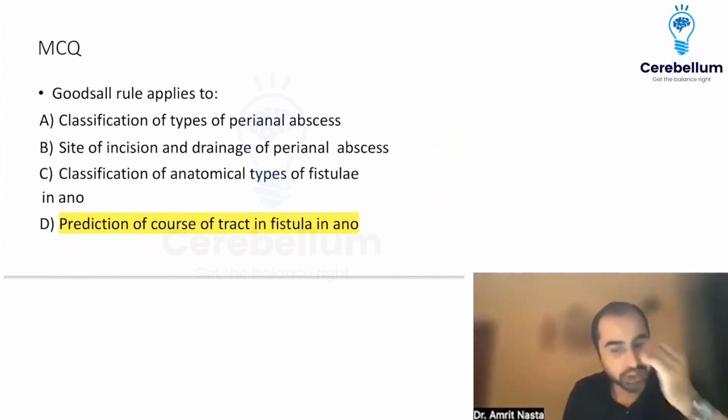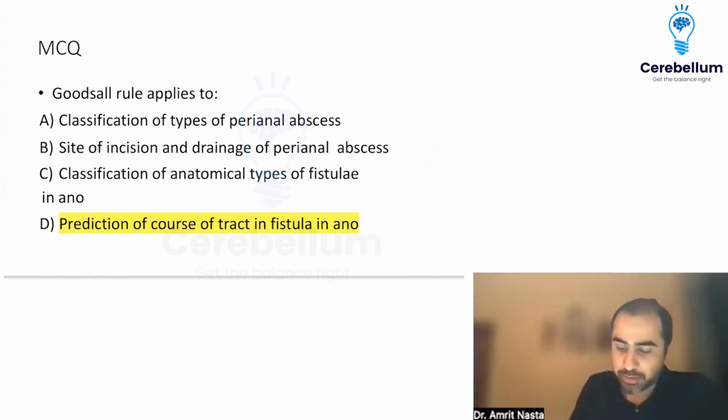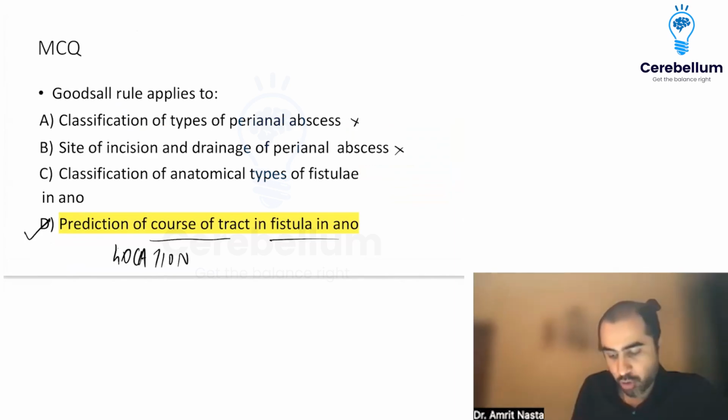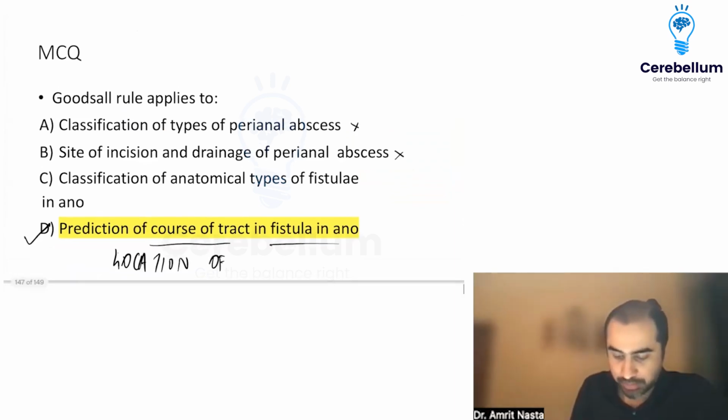Goodsall rule applies to? It's not types of perineal abscess or drainage. It is prediction of the course of the tract, and it will also predict the location of the internal opening. You know why I've put this question? Purposely. It will predict the location of the internal opening by looking at the external opening.